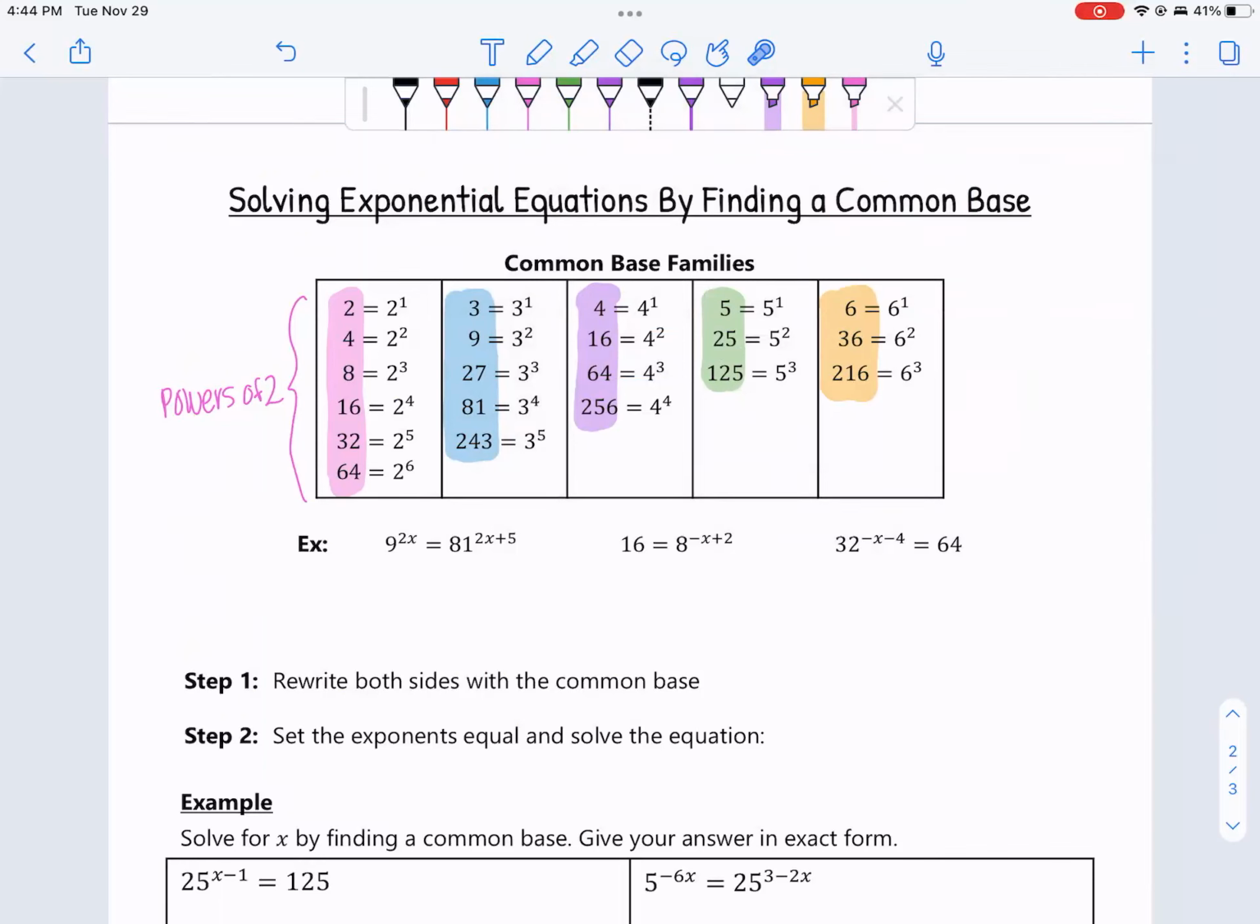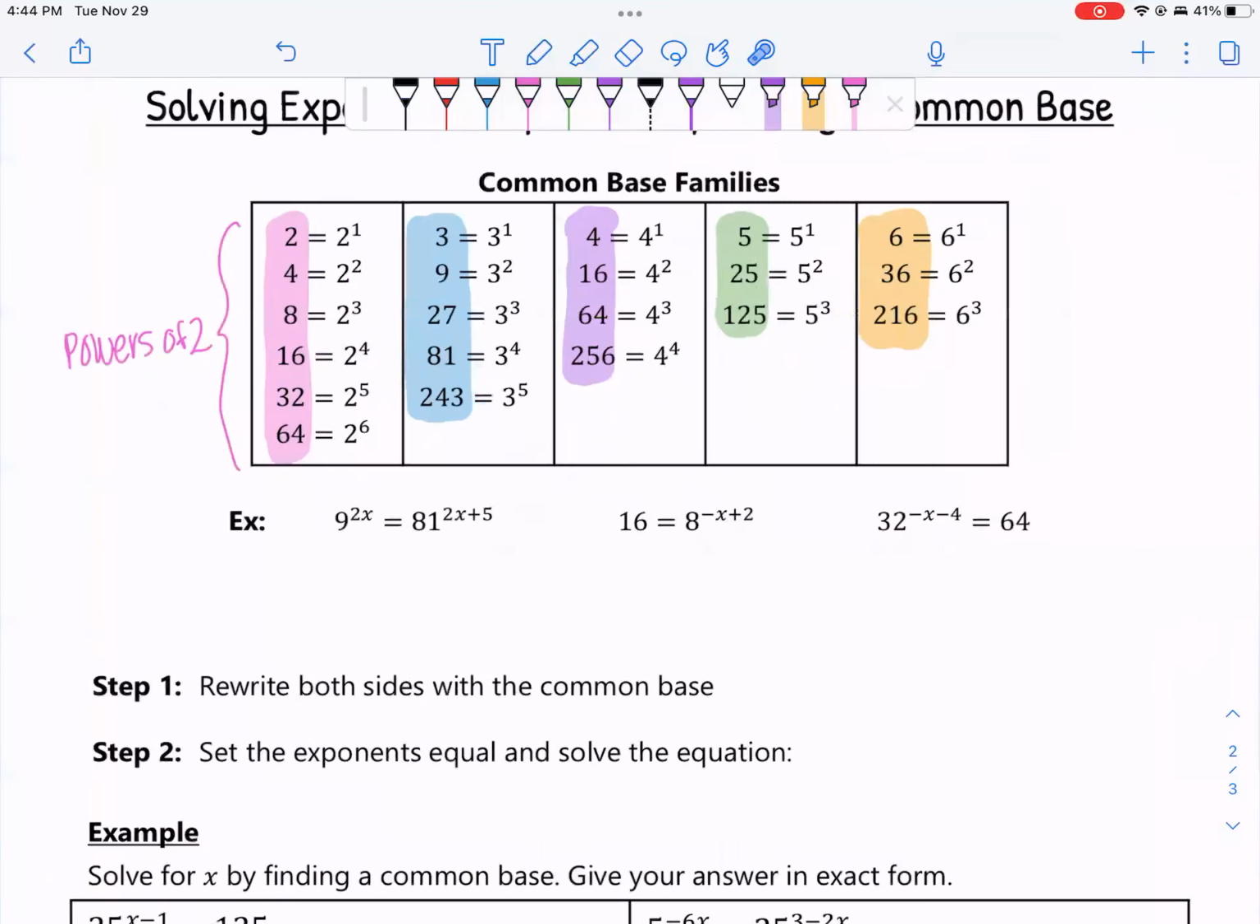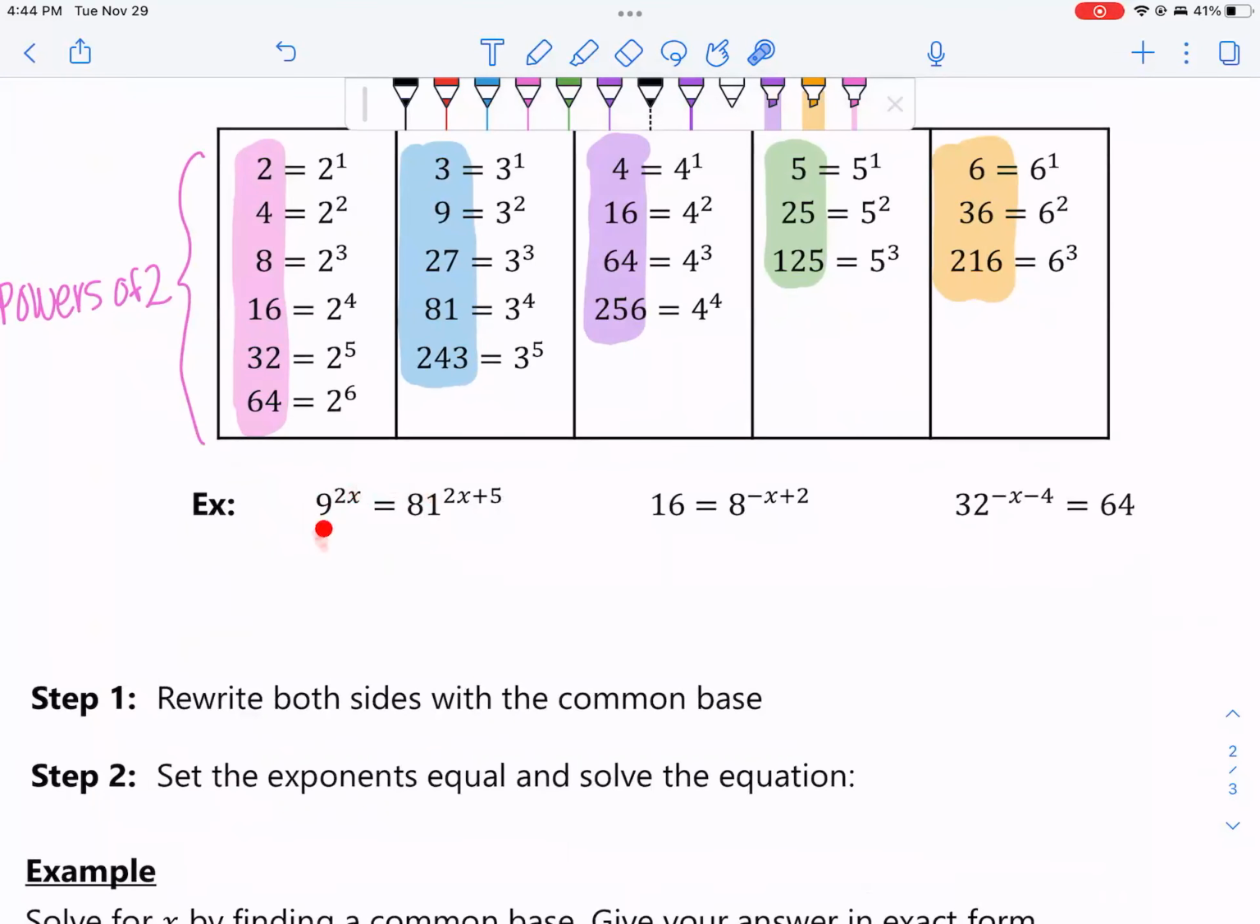So if I'm looking at some examples of problems that we can solve by finding a common base, these are some examples. You can't find a common base always. There's only certain situations where you can do so. But if I look here, there's 2 ways I can look at this one. I could say that 9 and 81 are both powers of 9.